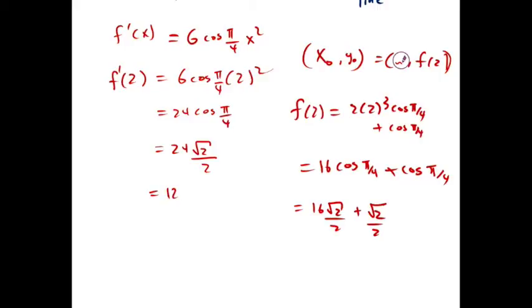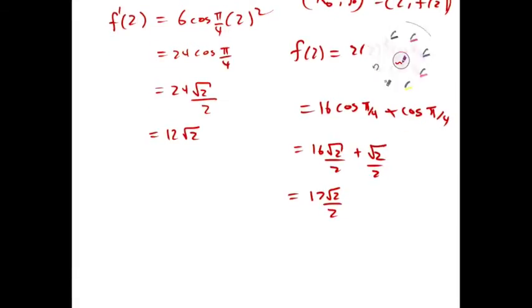This becomes, the slope is 12 root 2, and this becomes 17 root 2 over 2.